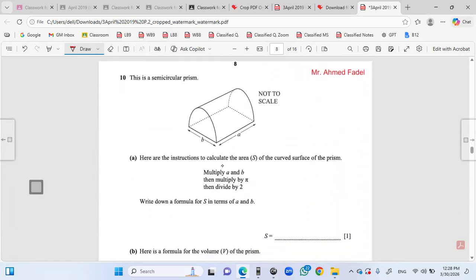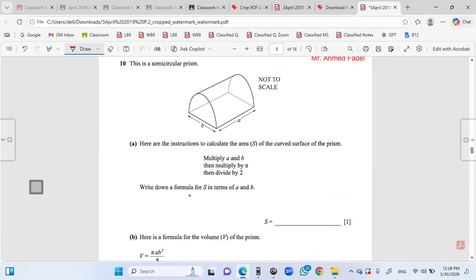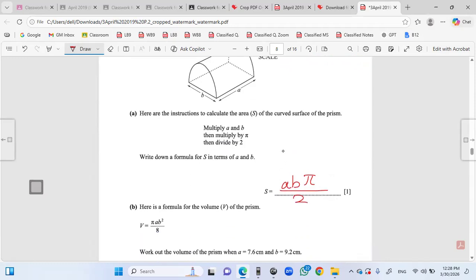Here are the instructions to calculate the area S of the curved surface of the prism. Write down a formula for S. All right, to find S, you need to multiply A and B. So it's AB. Then multiply by pi. So I'm going to do A, B, pi. Now I multiplied A by B by pi, then divide by 2. That's it. Or someone else might write S equals half AB pi. Correct.